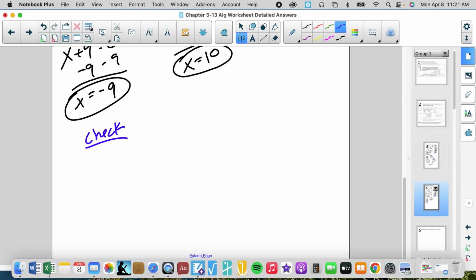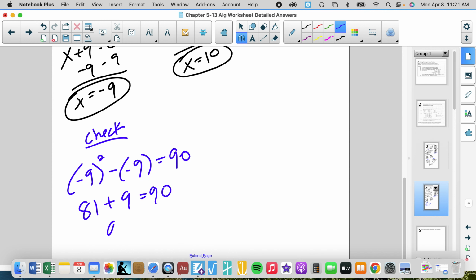Check. So if we square negative 9 and we subtract negative 9, does it equal 90? So negative 9 quantity squared is 81. The opposite of negative 9 is positive 9. And yes, 90 equals 90.